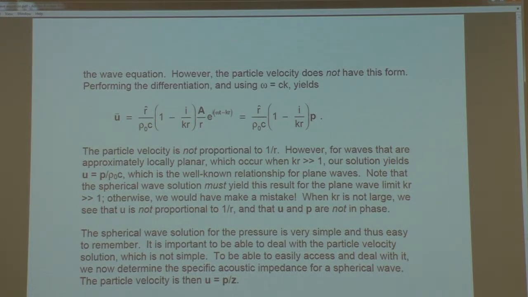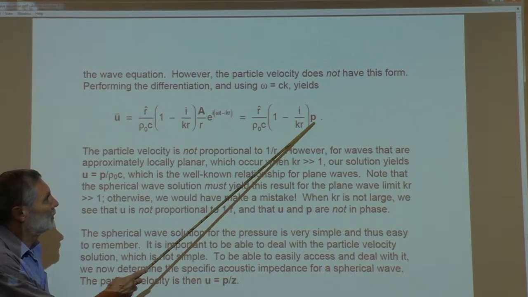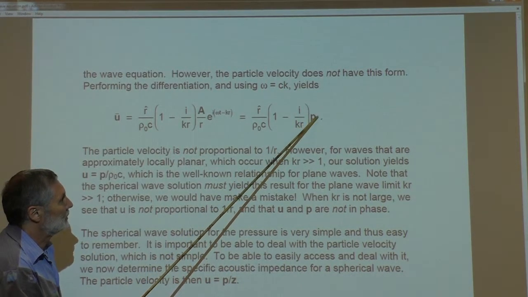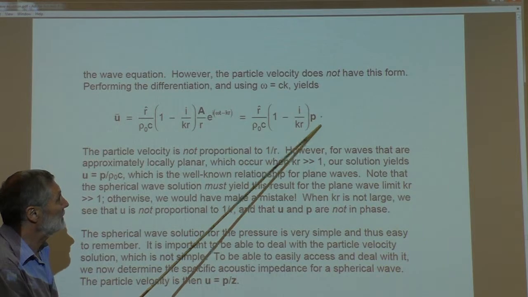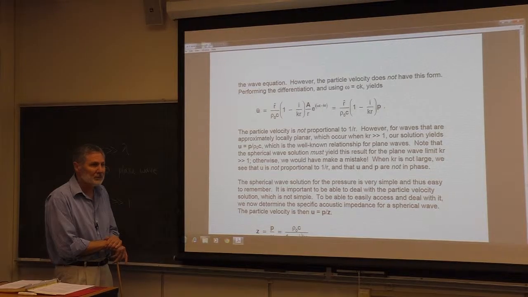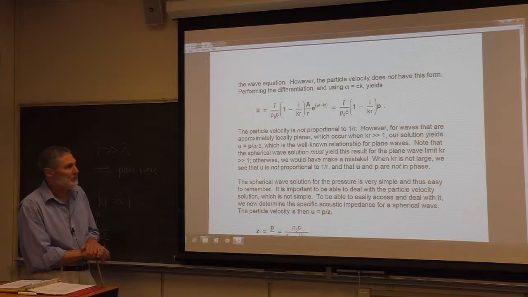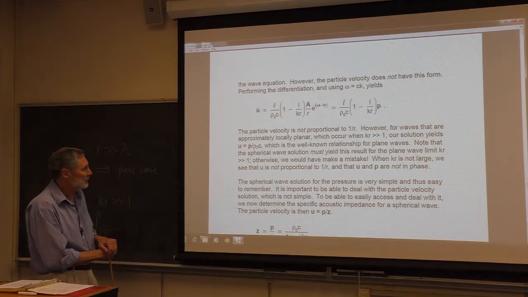And now you can see here, the velocity is not simply proportional to 1 over r. The pressure amplitude is proportional to 1 over r. So the velocity amplitude is going to have a 1 over r in it, but it'll also have a 1 over r squared. And that has big consequences. We won't be able to see them today, but we eventually will when we get more deeply into this.